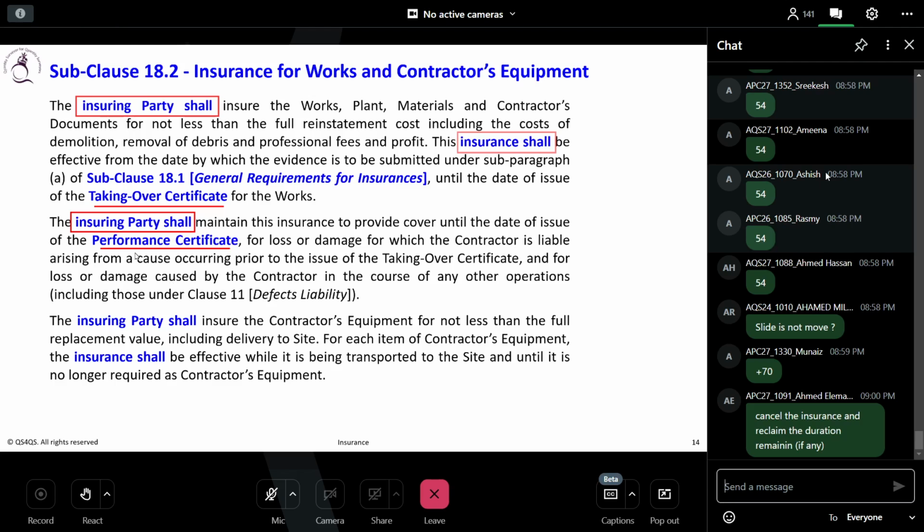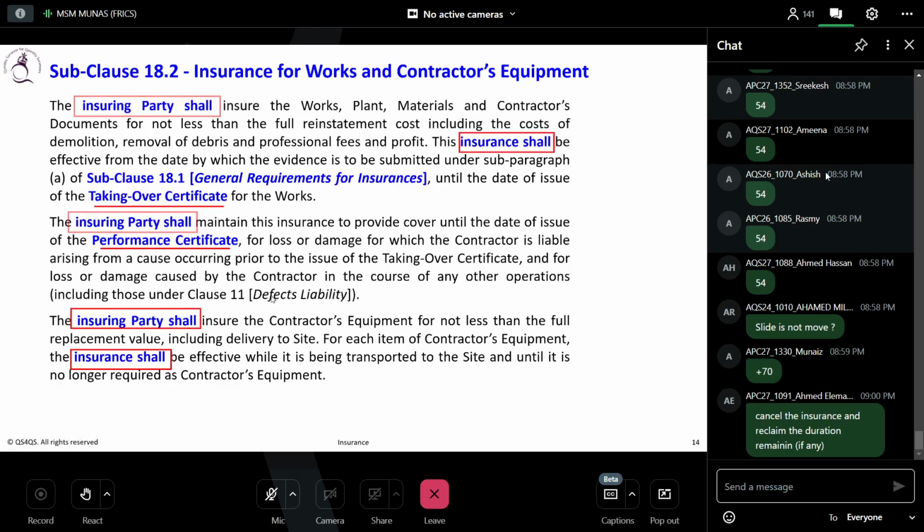So the insuring party shall maintain this insurance to provide the cover until the date of issuance of the performance certificate for loss or damage for which the contractor is liable arising from a cause occurring prior to issuance of the taking over certificate, and for the loss or damage caused by the contractor in the course of any other operation including under subclause 11 defects. The insuring party shall insure the contractor equipment for not less than the full replacement value, including the delivery to the site, for each item of the contractor equipment. The insurance shall be effective while it is being transported to the site and until it is no longer regarded as contractor equipment.